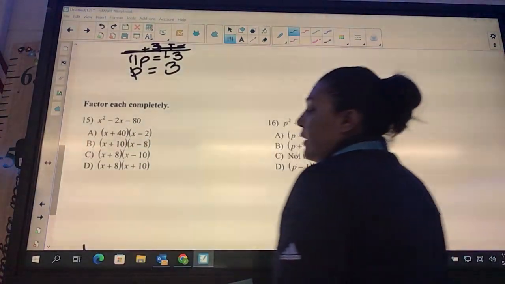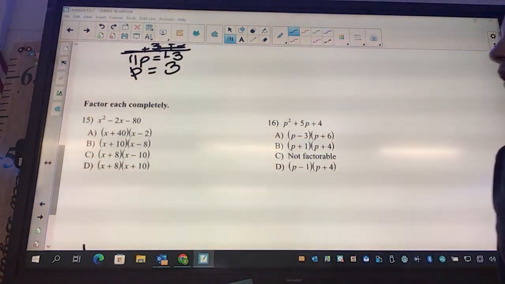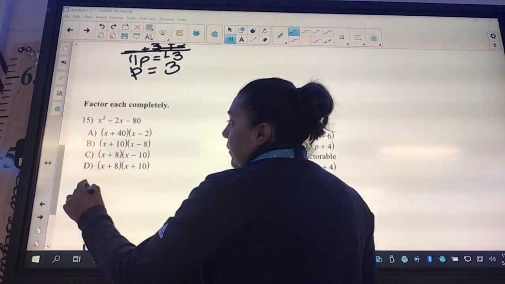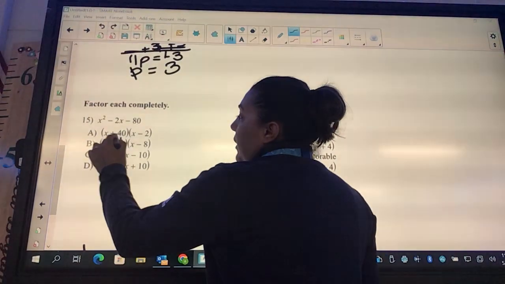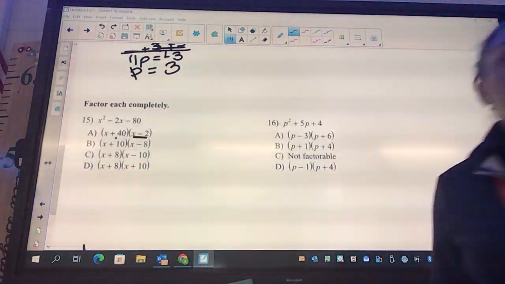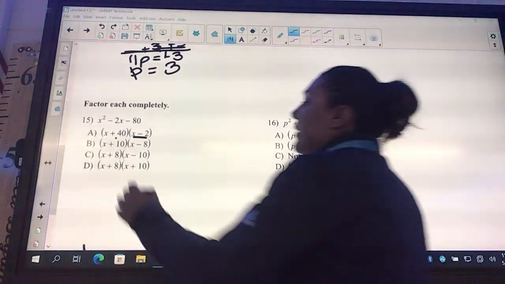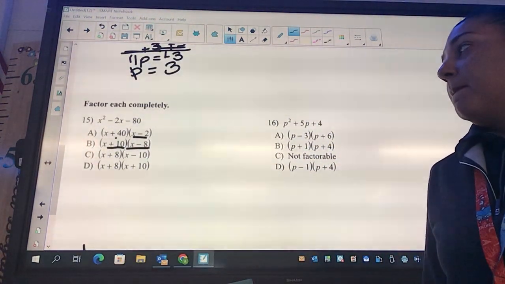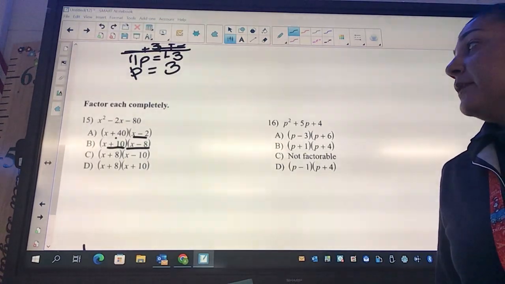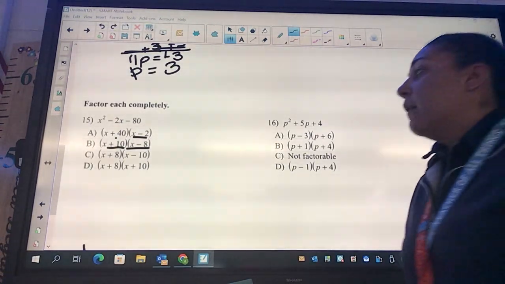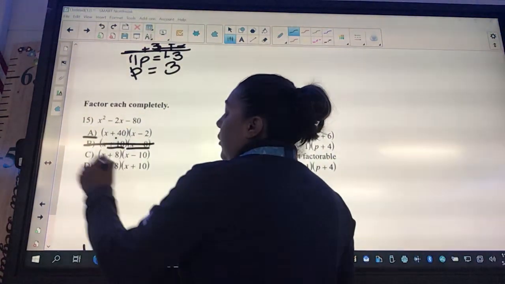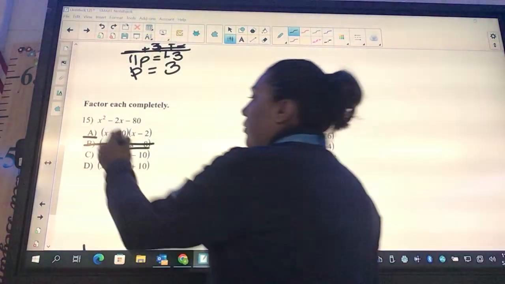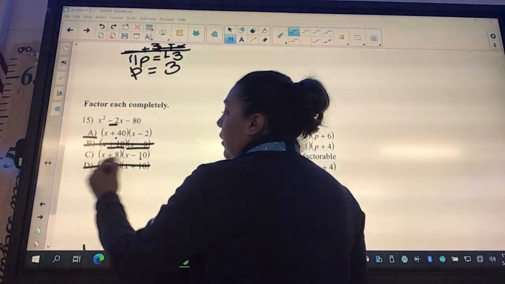Okay, factor each completely. Okay, so you can say, would a positive 4 and negative 0 minus 2 give you 2? No. Okay, would a positive 10 and a negative 8 give you 2? Negative 2. Yes. Positive 10 and minus 8. No. Okay. Would a plus 8 and a plus 10 work? I'm trying to get 2. No, so our only answer option is C.